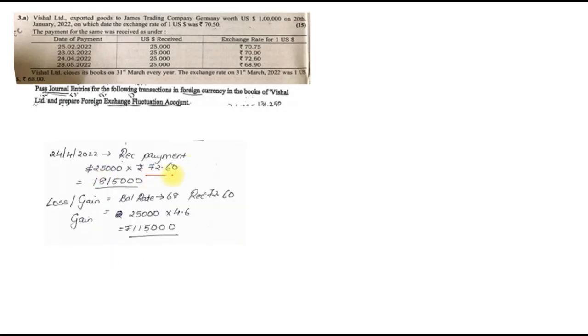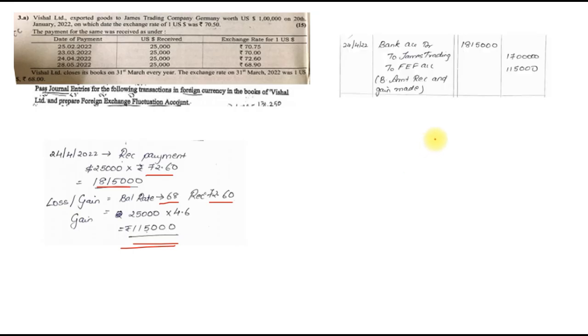So next entry. For the next year on 24th April, again I'm receiving 25,000 at the rate of 72.6. We multiply, we got the value. Now for loss and gains, the balance rate was 68 and we are receiving 72.6. So we are receiving more, it's going to be a gain. So 25,000 into 4.6, 1,15,000 gain. In a gain, FEF is always credited. So here the entry will be bank to James to FEF. Bank we have written, FEF we have written, subtracted, whatever is the difference will go to James trading.